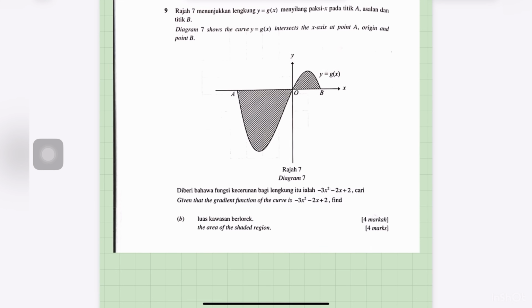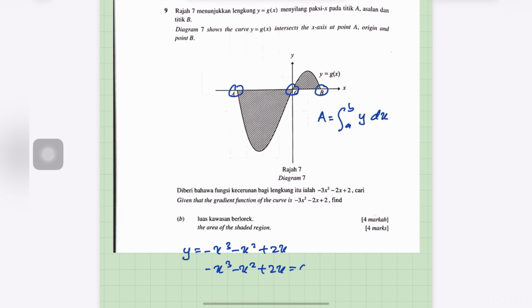B, find the area of the shaded region. Okay, to find the area of shaded region, we can use formula area. Since the limits are values of x, so kita boleh gunakan integral from a to b of y dx. Okay, so to find limits, limits are roots. Okay, roots for just now, we have equation from A, y equals to negative x cubed minus x squared plus 2x. So y equals to 0. To find roots, negative x cubed minus x squared plus 2x equals to 0.